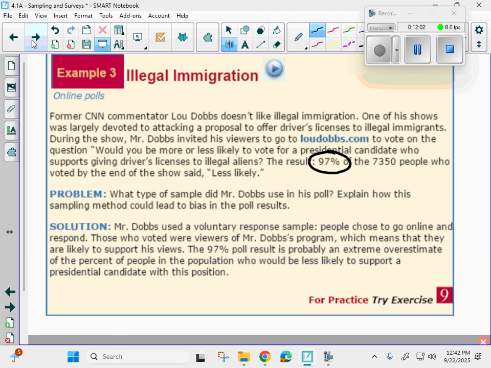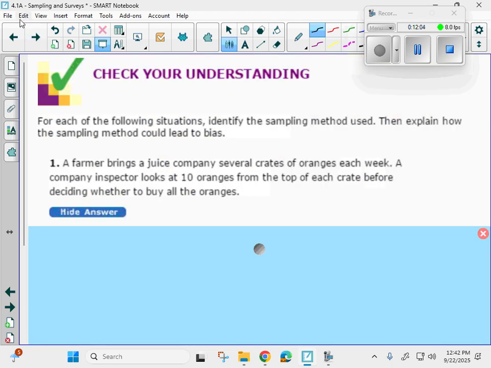All right, a farmer brings a juice company several crates of oranges each week. A company inspector looks at 10 oranges from the top of each crate before deciding whether to buy all the oranges. What kind of sample? Convenience. Do you think it's an overestimate of nice oranges or an underestimate? Probably an overestimate. I'm gonna put my best oranges on top. All right, so probably an overestimate.